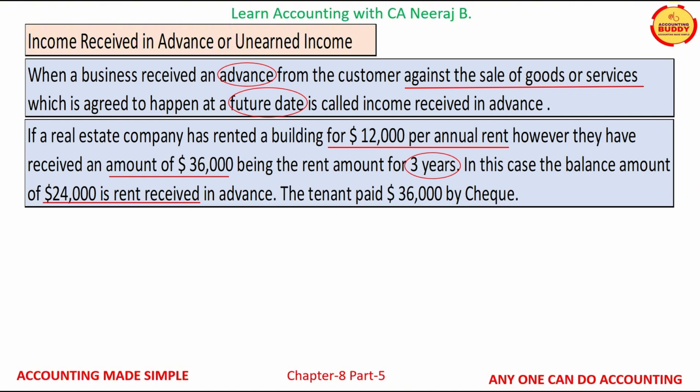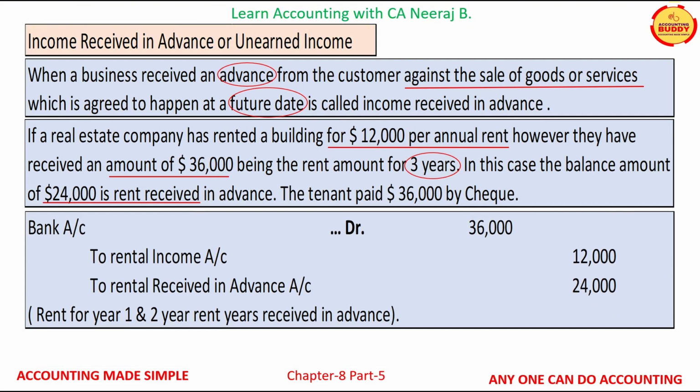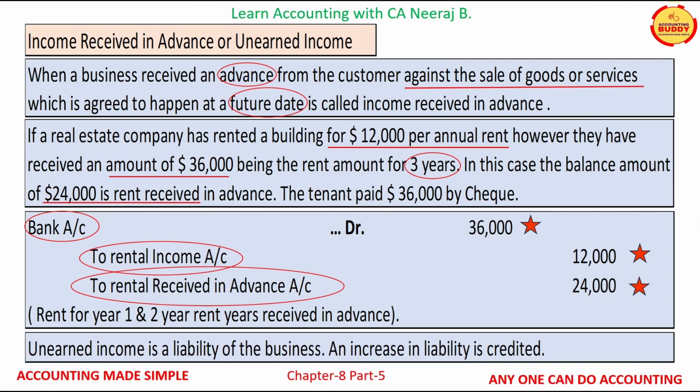The tenant had paid $36,000 by check. The journal entry for the income received in advance is recorded as displayed on your screens. Bank account is debited with the full amount of $36,000 received. Rental income account is credited with $12,000 being the rent earned for year 1. Rental received in advance account is credited with $24,000 being the amount of the rent for 2 years received in advance. Unearned income is a liability of the business. An increase in liability is always credited.